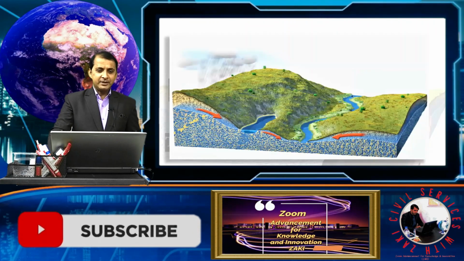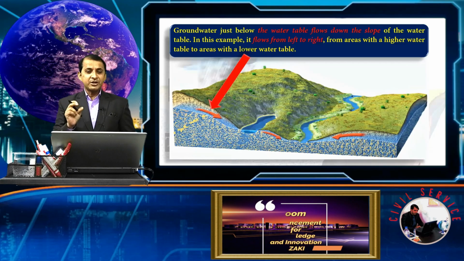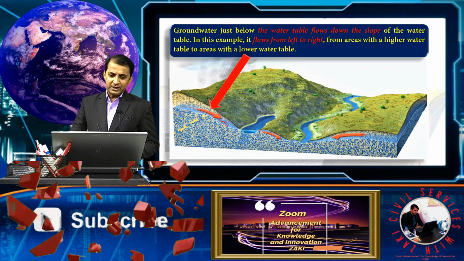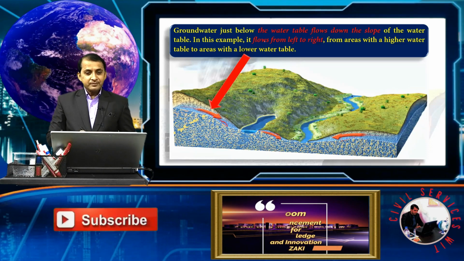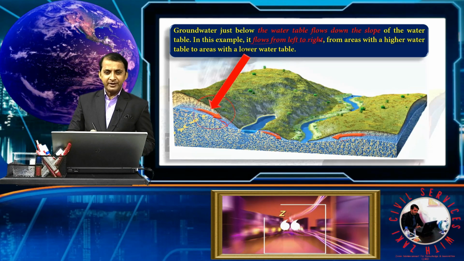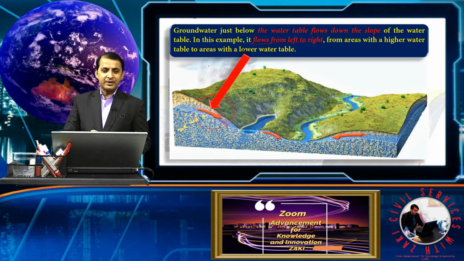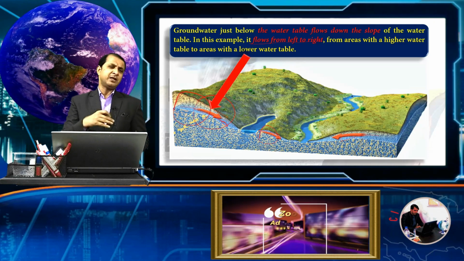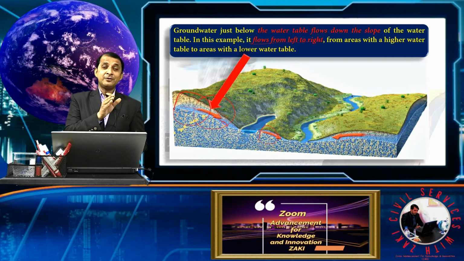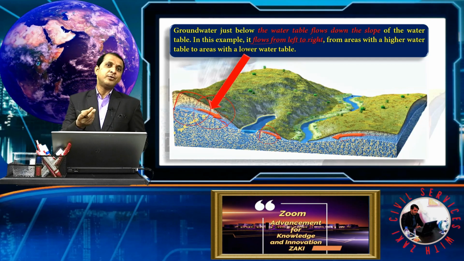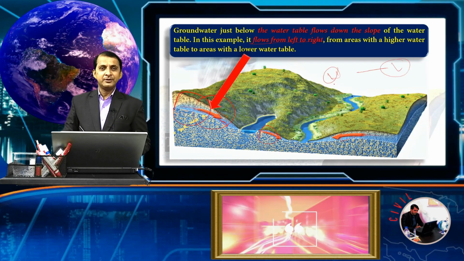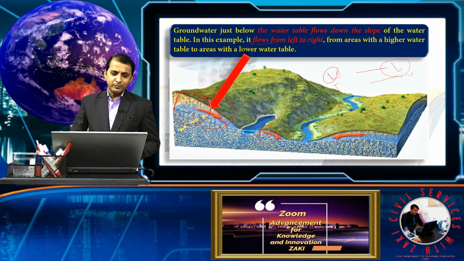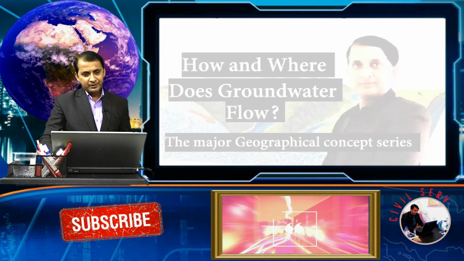Another thing is that groundwater just below the water table flows down the slope of the water table, like this, like this. As you see in this figure, it flows from left to right, from the area with the higher water table to the lower. Here is the higher water table, here the lower. Everywhere, whether in climatology or geomorphology, flow is from high to low, like wind flows from high pressure to low pressure, and heat from high temperature to low temperature. So in general, groundwater flows from the higher slope to the lower slope.